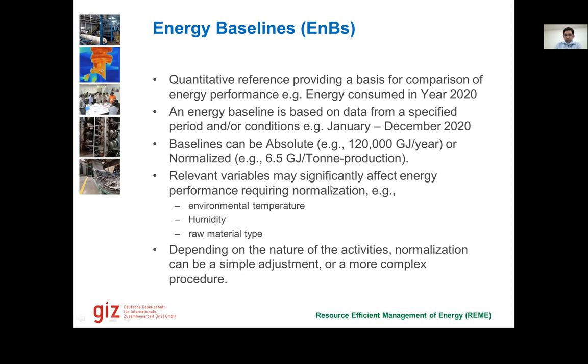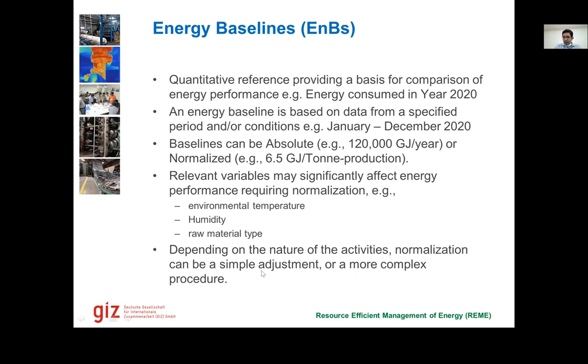The relevant variables we need to identify. Which are the variables that significantly impact or affect our energy performance? For example, if the environmental temperature is very low, the heating processes would consume more energy. If the environmental temperature is high, the cooling processes would consume more energy. Similarly, if we have high humidity, we need more energy in the heating as well as in the cooling processes. Sometimes the energy consumption also varies because of the raw material type. So if we have cotton, for example, we need a lower temperature in the stenters. If we have synthetic fibers, we need a higher temperature in the stenters. So these are different significant variables that we need to identify for our baseline, and this depends on the nature of activities.